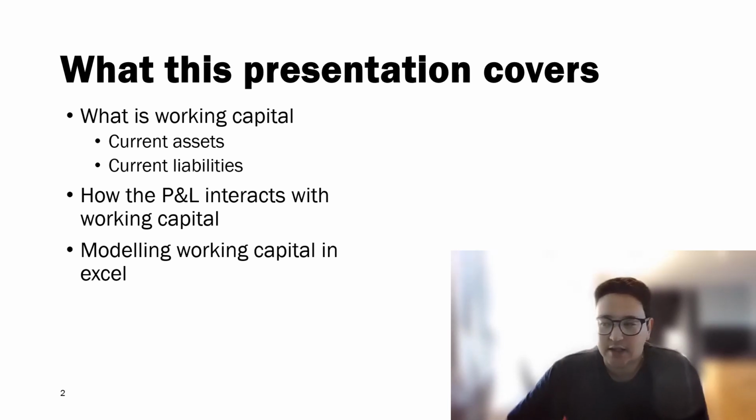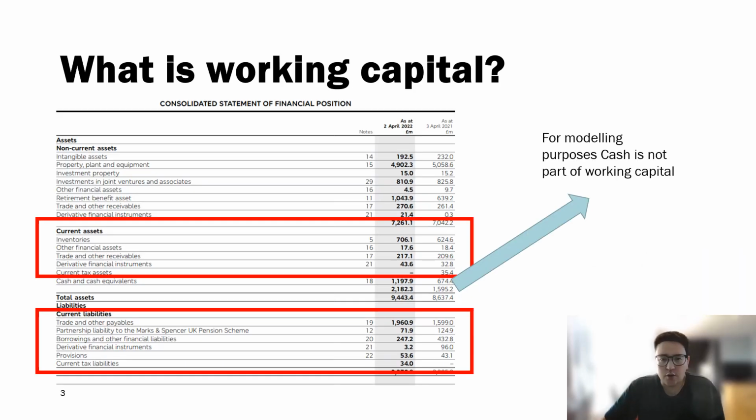And as ever, there's a working file in the description of this video. So what is working capital and where do you find it? Well, it's the current assets and the current liabilities. I've just taken a cut of the consolidated statement of financial position from Marks and Spencer's and I've highlighted it here. You can see though in current assets, I haven't highlighted cash and cash equivalents. For financial modeling purposes, cash is not really part of working capital. It is the outcome of all of those interactions of working capital.